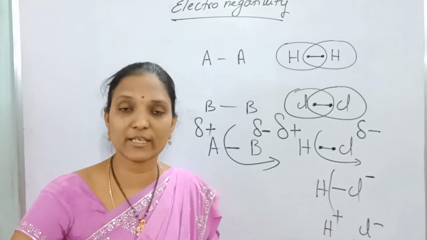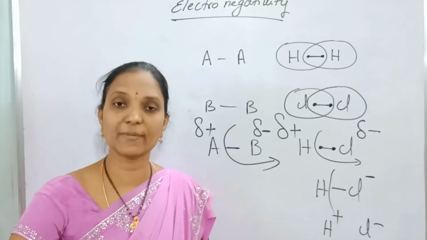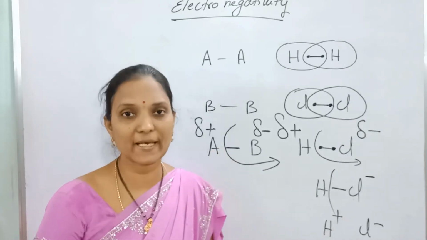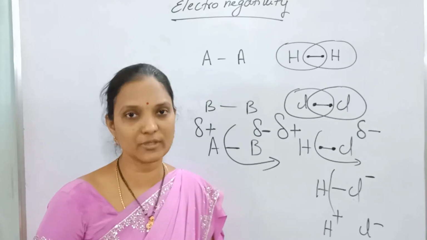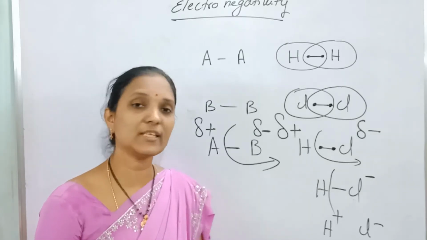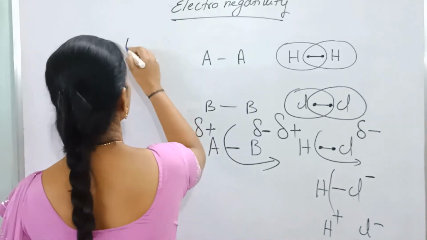Anyhow, what is electronegativity? The tendency of an element to attract bond pair electrons more towards itself, that is called electronegativity. Okay. So what are the units of electronegativity?